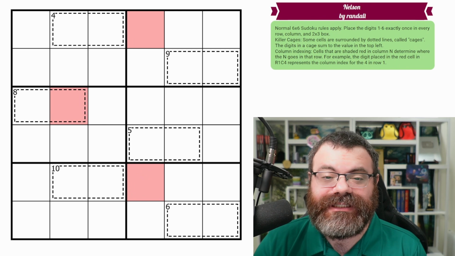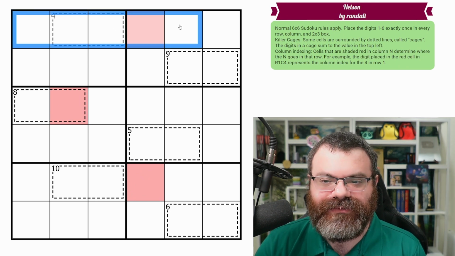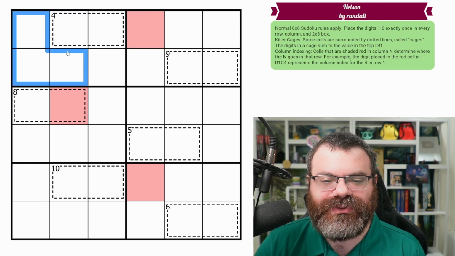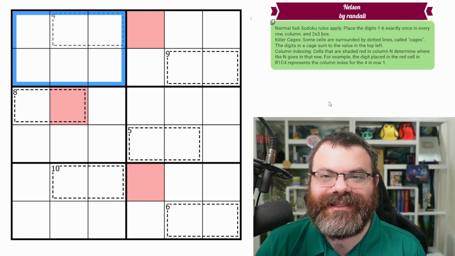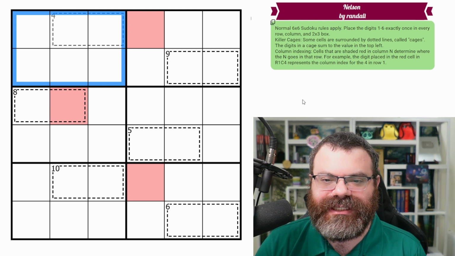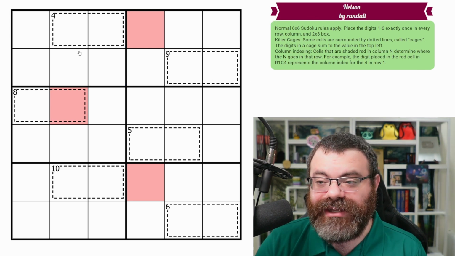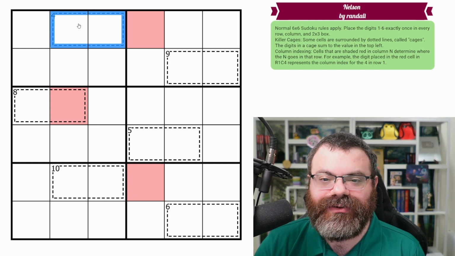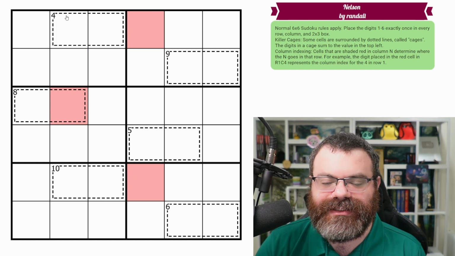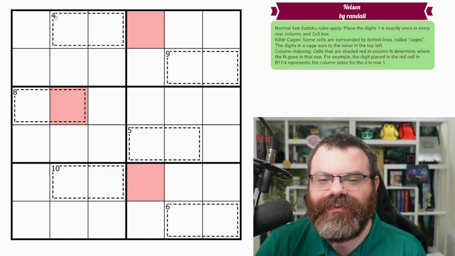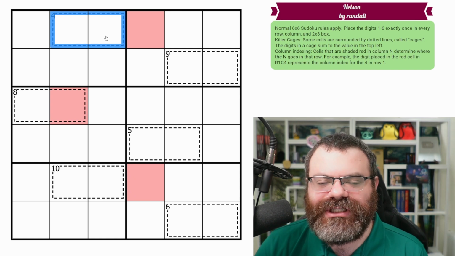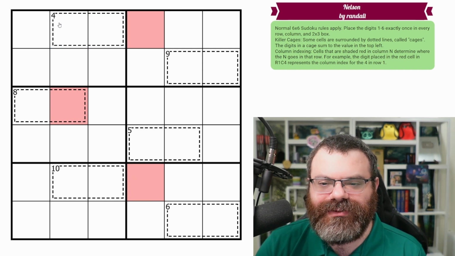So we have normal 6x6 Sudoku rules, meaning in every row, every column, and every 2x3 box, we are placing the digits 1 to 6 exactly once each. We also have killer cages. These are your standard killer cages, the dotted lines that go around cells with a clue in the top left. The digits in the cells sum to the clue in the top left.